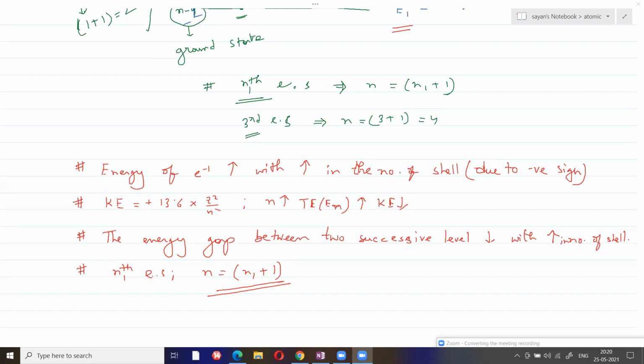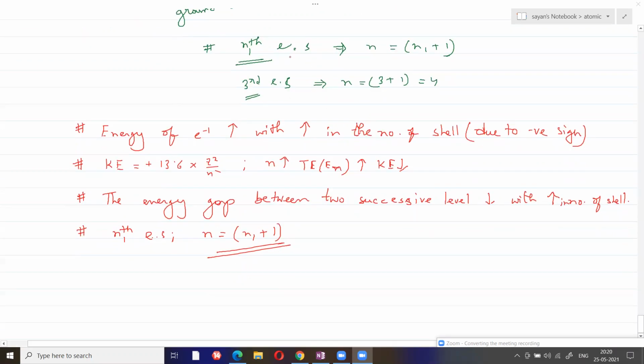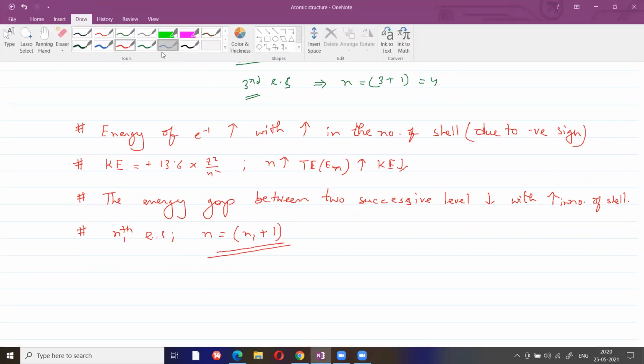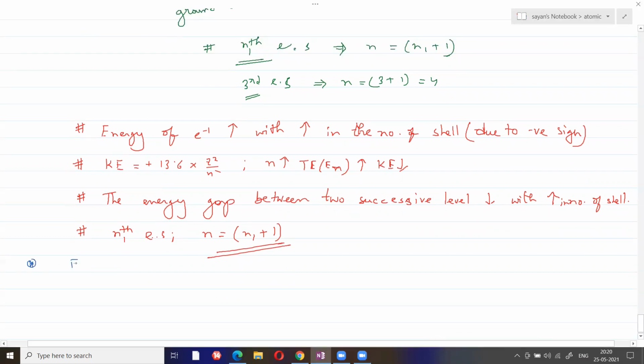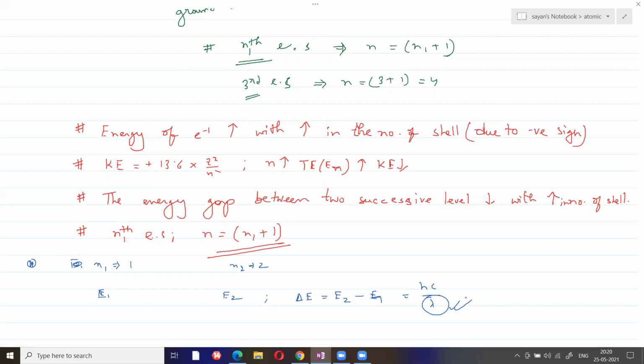Now look, what type of questions can arise? First of all, suppose the E1 value is given, or the N value is given. Suppose the N1 value is 1, and the N2 value is 2. You have to find out E1 and E2. Then you have to find out del E, which is basically the higher state minus the lower state. Then this formula is applied: del E equals hc by lambda, and you have to find out the lambda value. This type of question can arise.